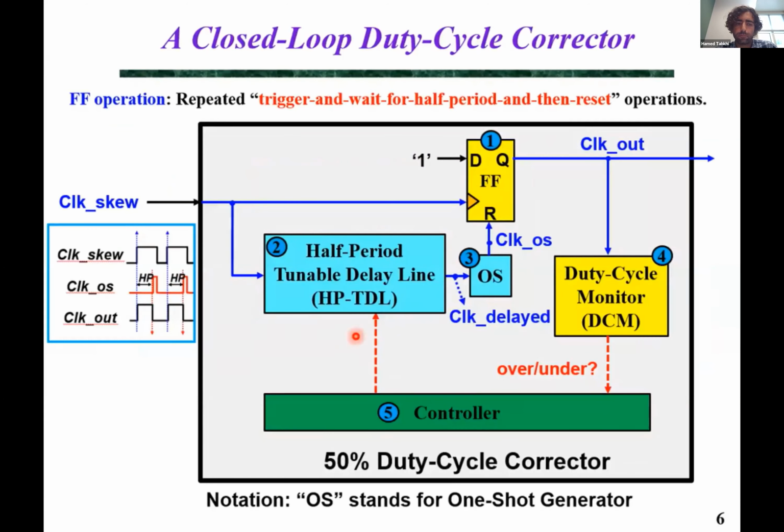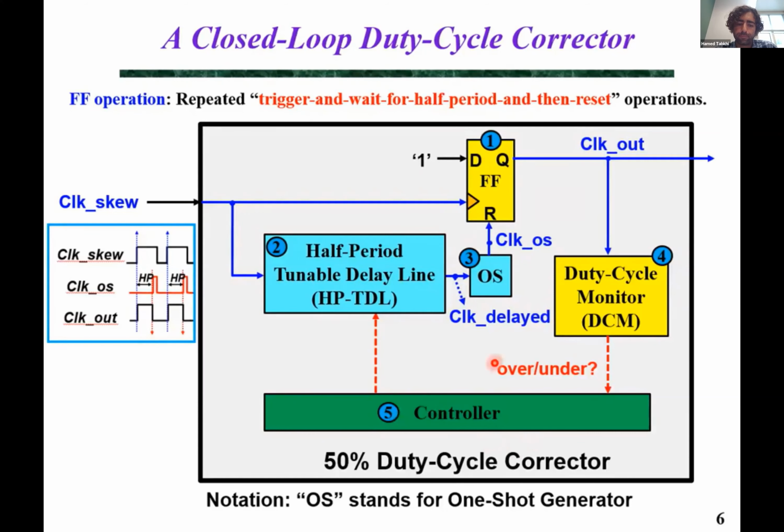This is the architecture of the proposed closed-loop duty cycle corrector. It consists of 5 major components: flip-flop here, half-period tunable delay line here, one-shot circuit here, the duty cycle monitor we mentioned here, and the controller.